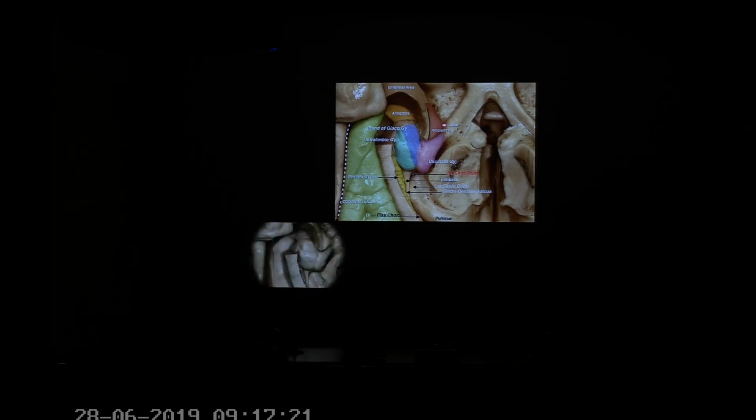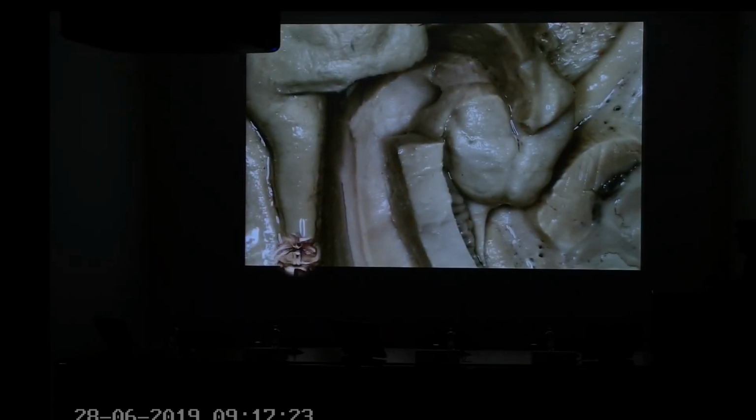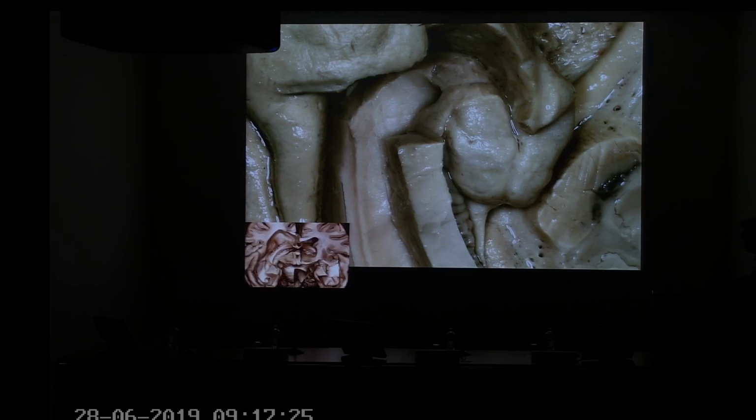uncinate gyrus, here the intralimbic gyrus, and the middle, the band of Giacomini is the name, of course. Here, apex of the uncus. Yesterday we talked about this. Here, the ambient gyrus, and in the big view, every part totally dissected.